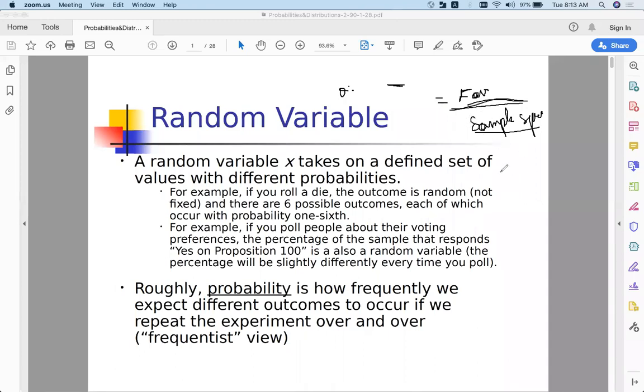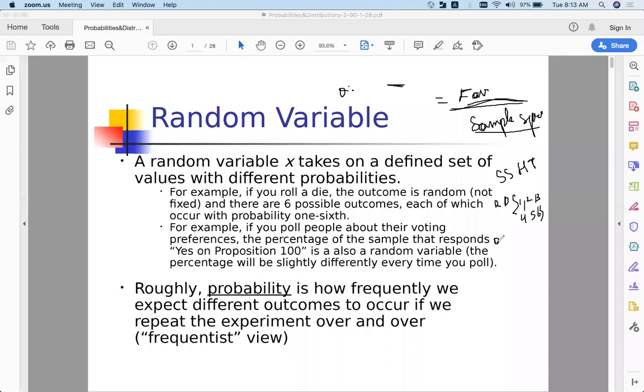So when you flip a coin, the sample space is basically head and tail, because these two events can occur. All right. So when you roll a dice, the sample space is something like this: 1, 2, 3, 4, 5, and 6. Right. This is the sample space for a dice.